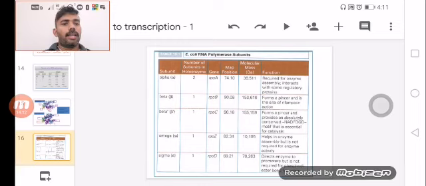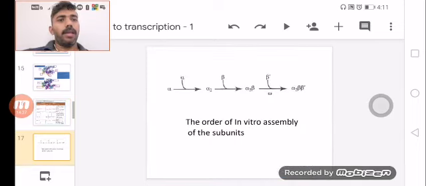And finally the sigma, which directs the enzyme to occupy properly the promoter site, and it usually interacts with the promoter region through some molecular interaction. So this is the pattern of how this enzyme undergoes its assembly. The alpha subunit comes first, followed by beta, beta dash and omega.